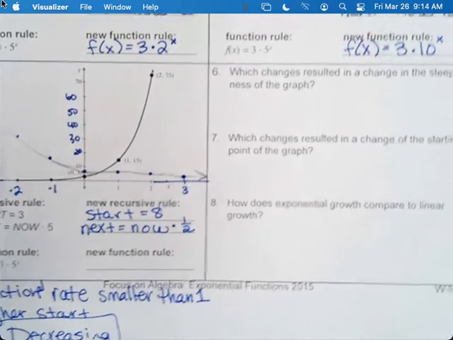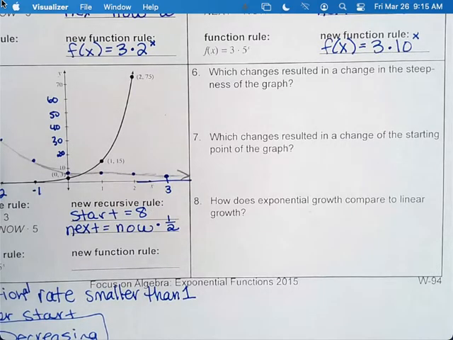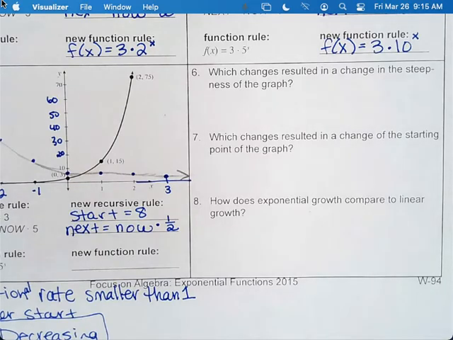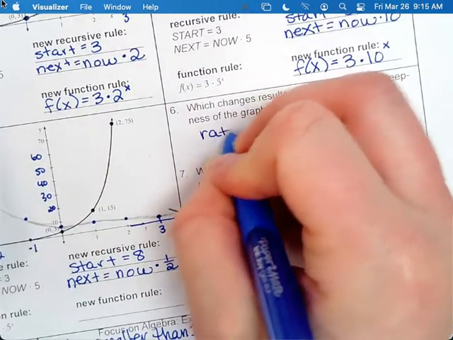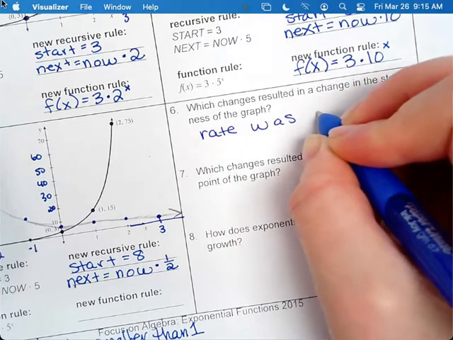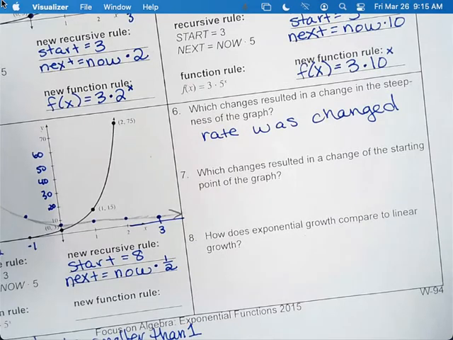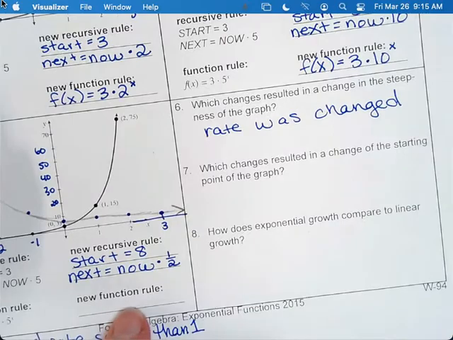Which changes resulted in a change in the steepness of the graph? The slope, okay. Slope is specifically with linear though. So what could I say that means slope, but it could also be used in exponential? Right. Rate was changed. And that's the number with the exponent in our function.